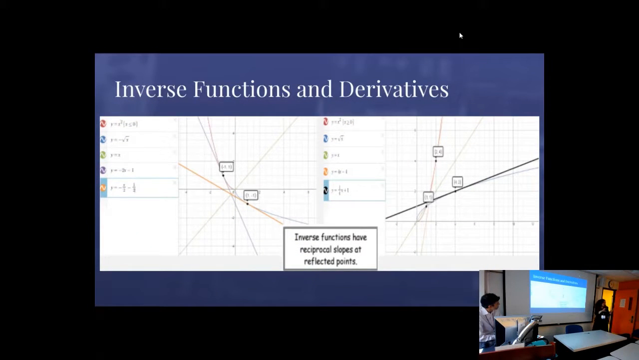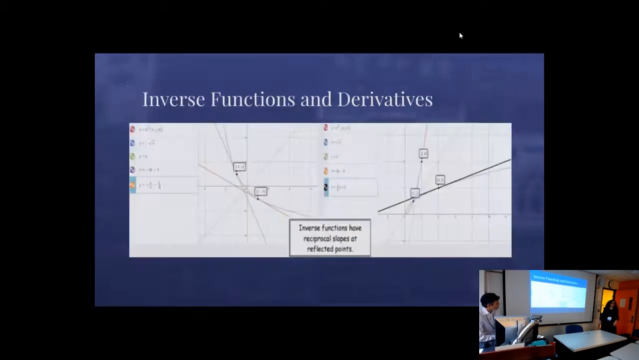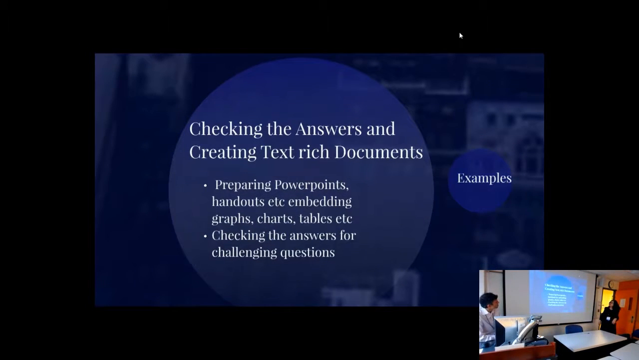Explaining visually challenging topics, such as inverse functions, is easier when you can visualize them, let's say the derivatives of them. They can visually see that the inverse functions have reciprocal slopes at reflected points. So that's how they can remember the formula as well. So it's very helpful in a visual way.